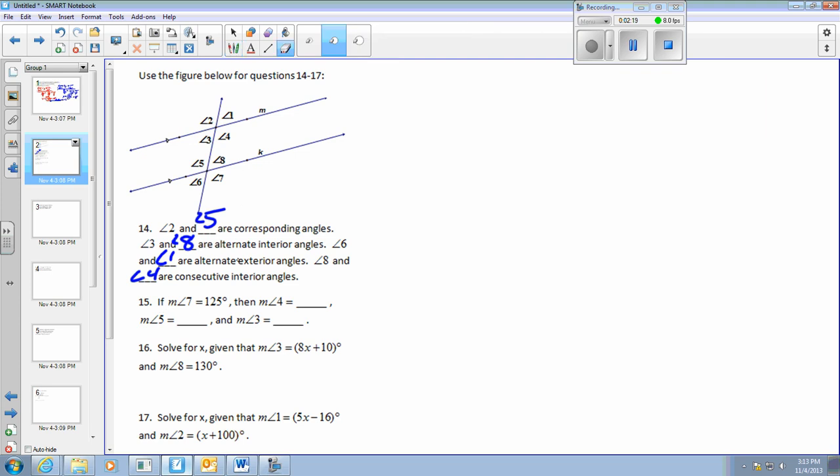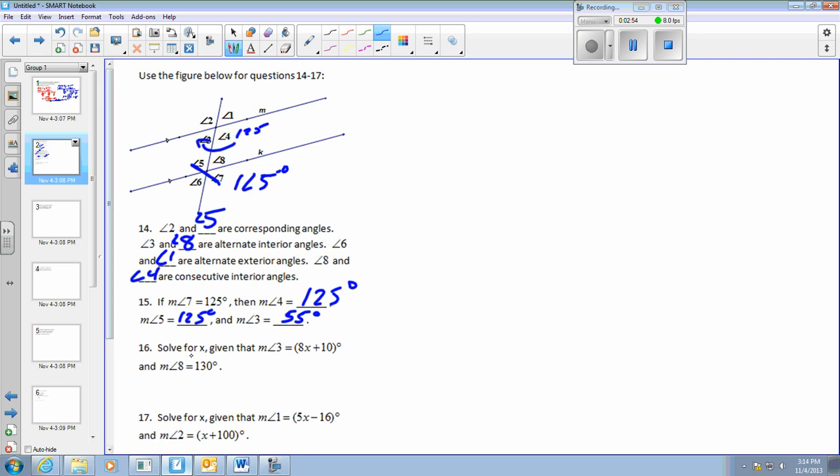If the measure of angle 7 here is 125 degrees, then the measure of angle 4, which is its corresponding angle, would be 125 degrees. Angle 5 would be 125 degrees because they are vertical angles. And the measure of angle 3 would be, well, if 4 is 125, angle 3 would be its supplement, which would make it 55 degrees.